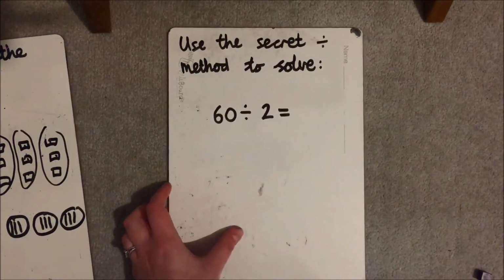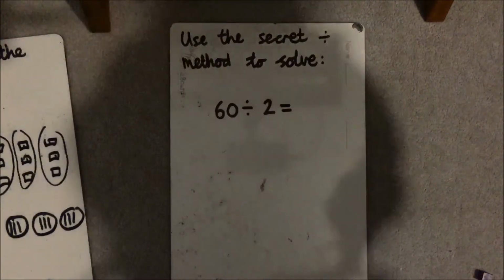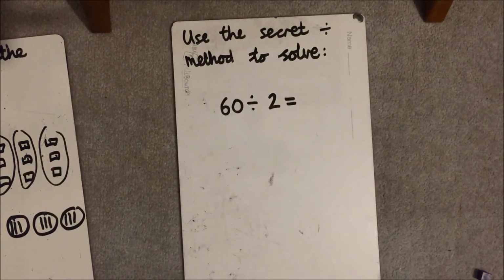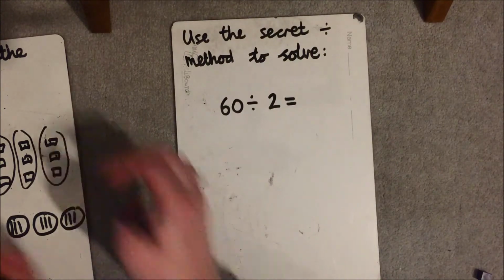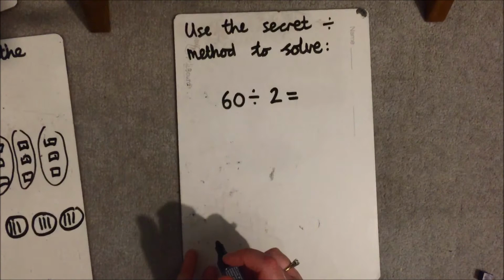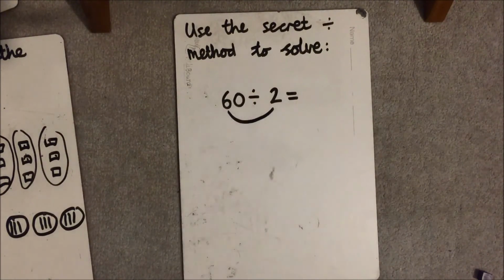Use the secret divide method to solve 60 divided by 2. If you're confident, complete that on a whiteboard or a piece of paper now. If not, do not worry, we'll do it together. So step 1, what is the secret divide? Did you spot it? I can do 6 divided by 2.